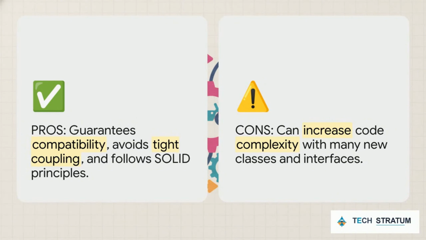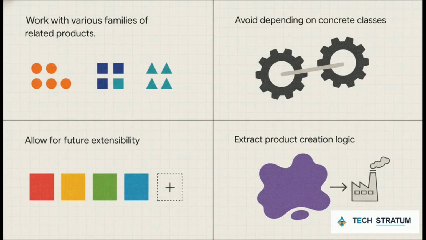But there is a trade-off: complexity. This pattern introduces a lot of new interfaces and classes, which can definitely feel like overkill for simpler projects. So when should you pull it out of the toolbox? You should use the abstract factory pattern when your system needs to be configured with one of several different families of products. Use it when you want to provide a library of products without revealing their specific implementations.